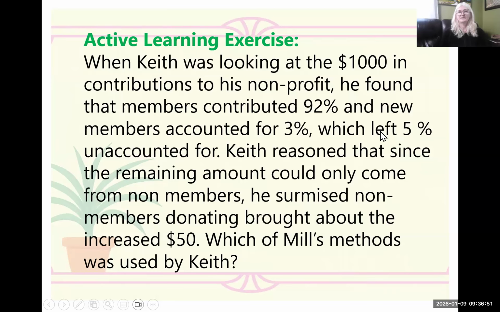Next active learning exercise. When Keith was looking at the $1,000 in contributions to his nonprofit, he found that members contributed 92% and new members accounted for 3%, which left 5% unaccounted for. Keith reasoned that since the remaining amount could only come from non-members, he surmised non-members donating brought about the increased $50. Which of Mill's methods was used by Keith? I should say $500. Sorry, which of Mill's methods was used by Keith?